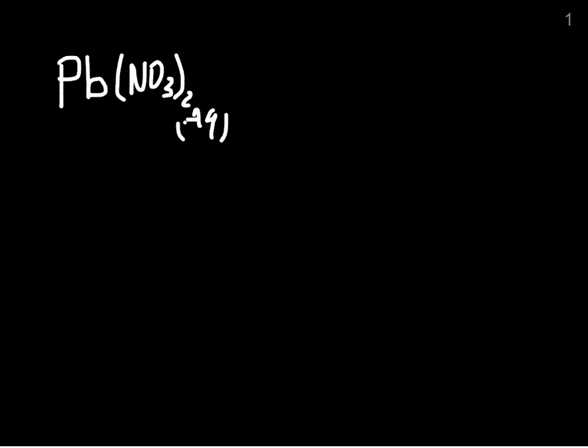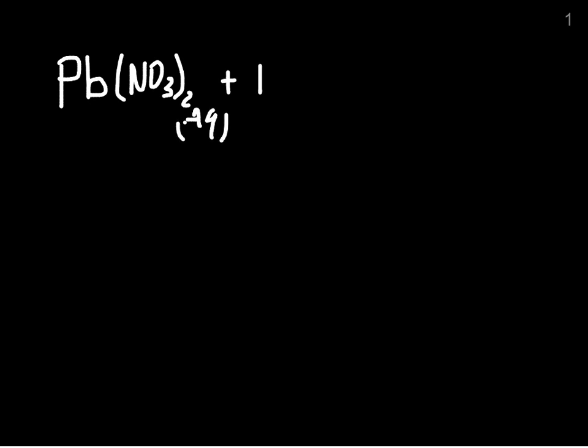So what I'm going to talk about or explain is how to predict what's going to come out of a double replacement reaction. I'm going to use the reaction I used today in class, where I took lead nitrate, Pb(NO3)2, and dissolved it in water, so it was aqueous, got the aqueous designation.